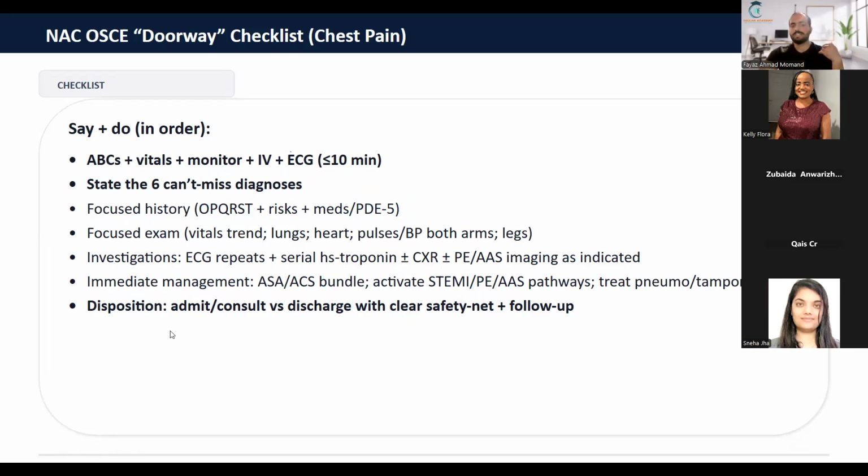Now, when we admit, consult, or discharge, we do this with a safety net or follow-up. We admit patients who are high risk or moderate risk. We consult other physicians if they're high risk or moderate risk, depending on what our findings are. Discharge is only for low-risk patients who we would tell to come back if symptoms change, their chest pain returns, it gets worse, they start feeling short of breath, they feel new numbness or new tingling in their arms, anything that changes, they need to come back.